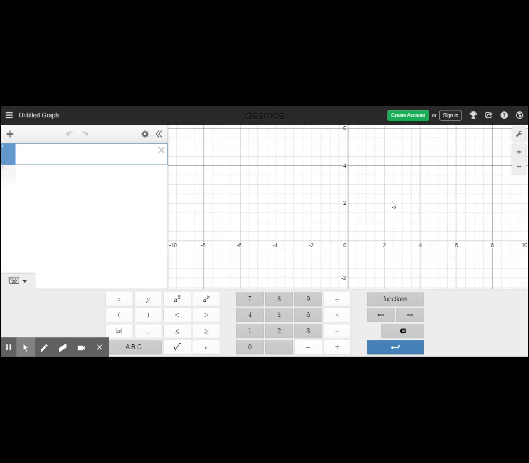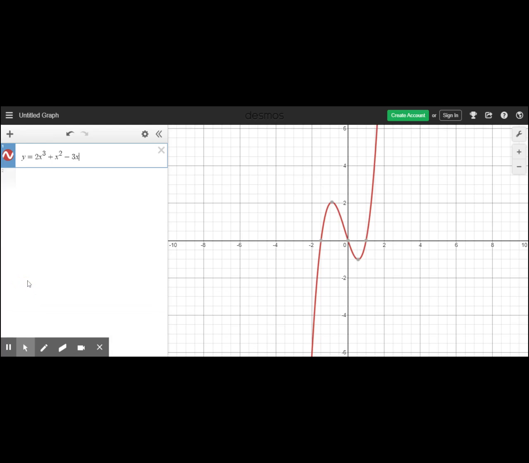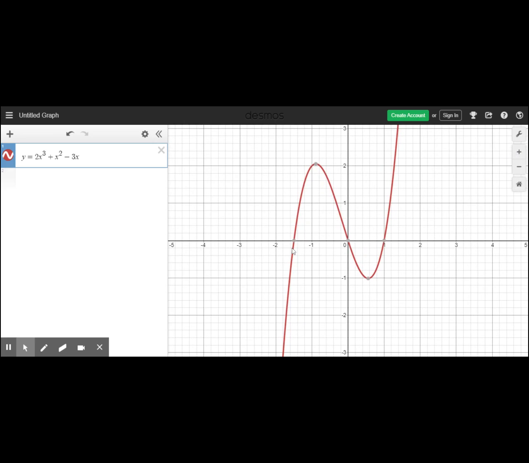Okay, so here I am on Desmos, and I am going to type in my function. y equals 2x cubed plus x squared minus 3x. So there's our function. And there's some dots at all these nice little points, the same shape that we were thinking that it should. And I'm going to zoom in a little bit so I can start to get an idea of these real zeros and all that stuff.